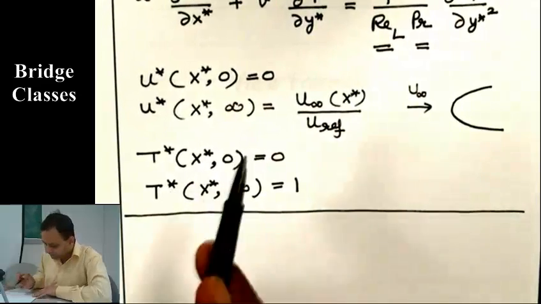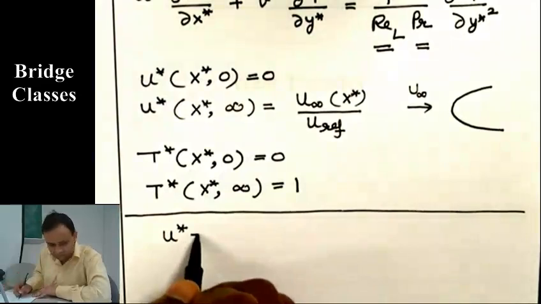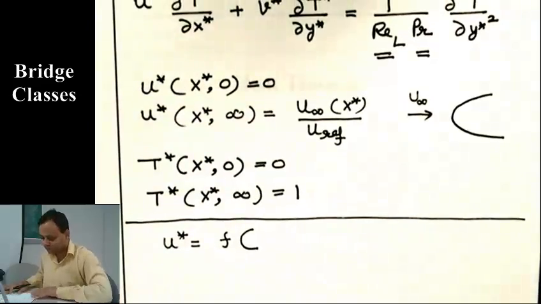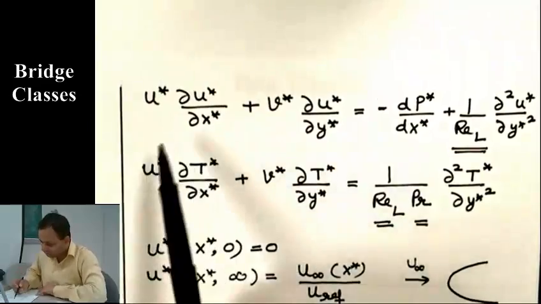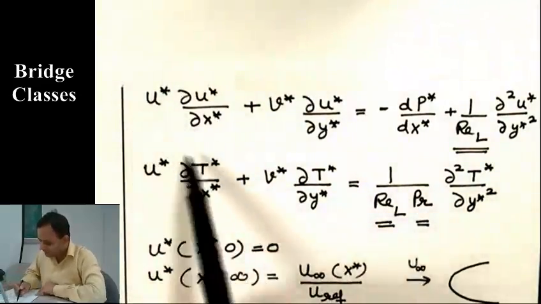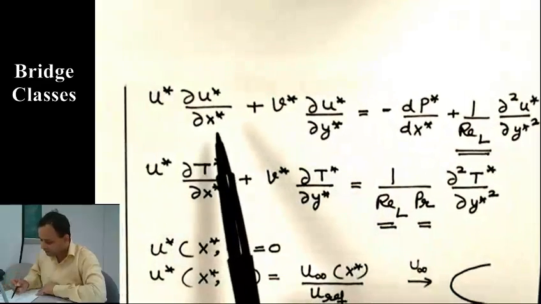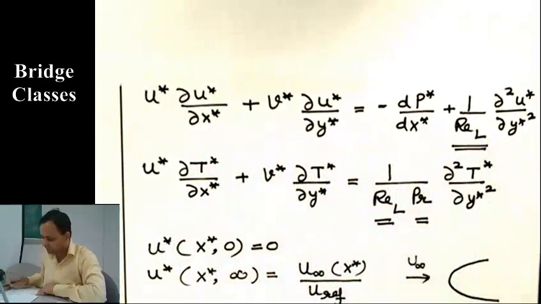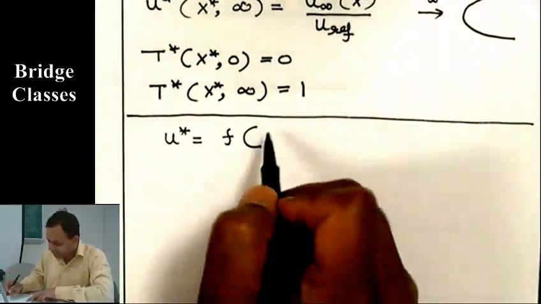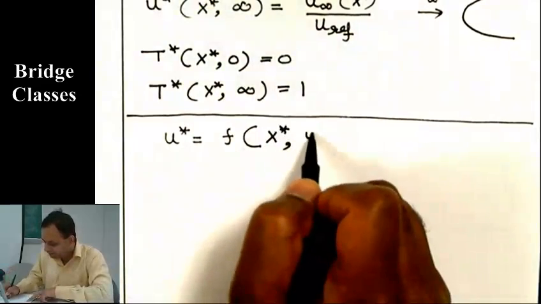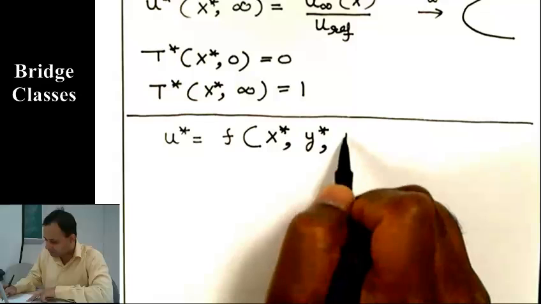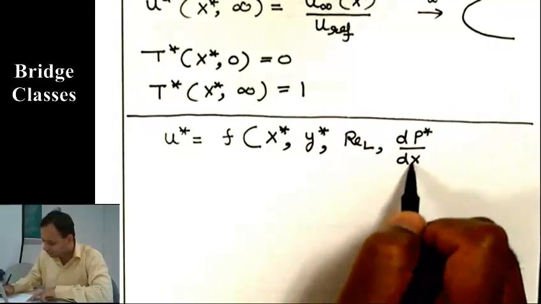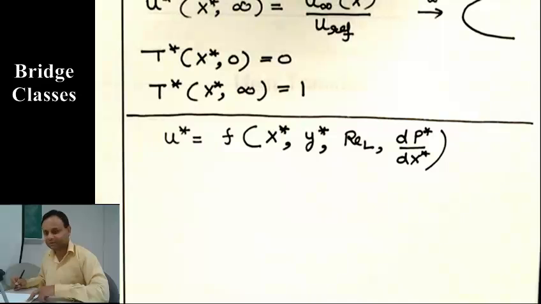So based on this, you can write u star will be a function of, we are not actually solving these equations, but we just want to see what u star will depend on. So looking at this equation, u star is a solution of this equation. It will depend on x star, y star, pressure gradient and Reynolds number. So you can say u star is a function of x star, y star, Reynolds number and the pressure gradient. Okay, the non-dimensional pressure gradient.